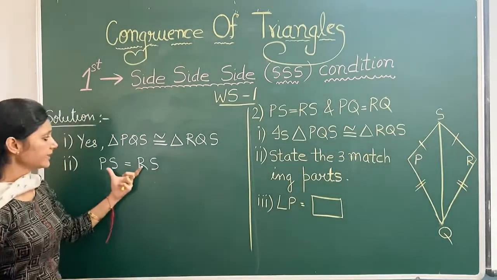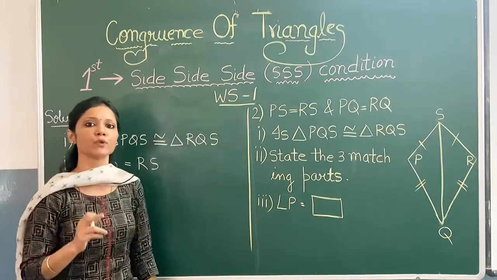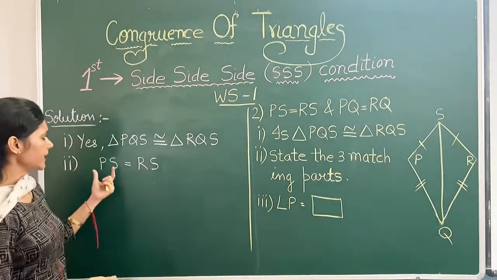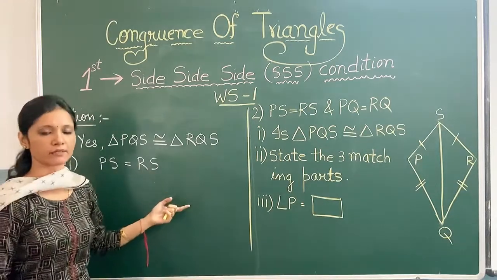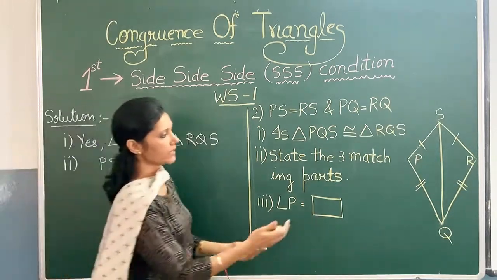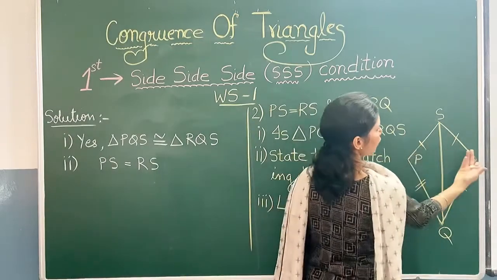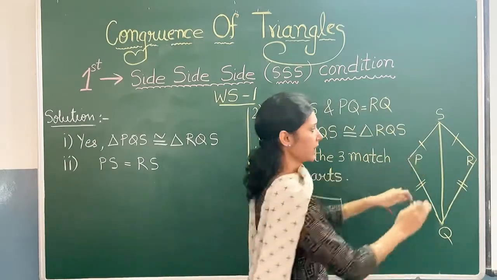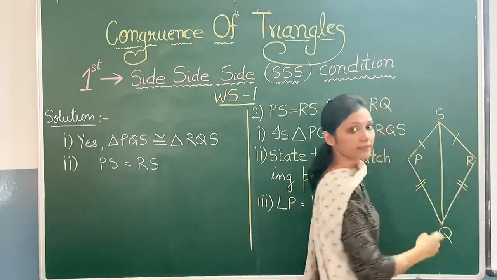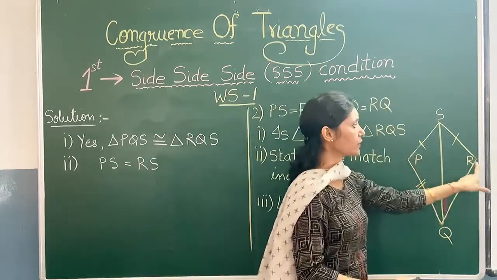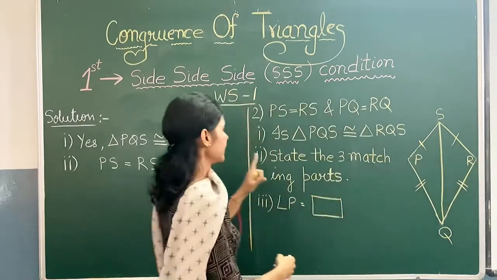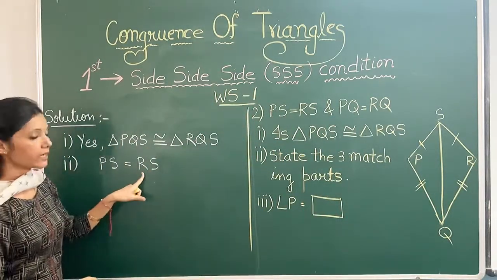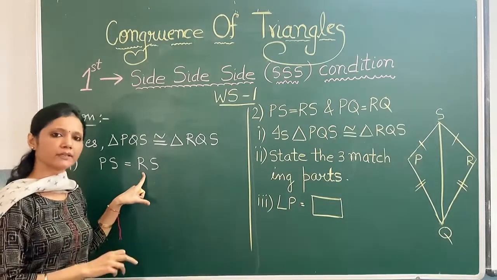Now while writing these matching parts, you have to follow a certain order. Some children would write this as PS is equal to SR, which is wrong. Why? Because if you put this triangle on top of this triangle, you would see that vertex P covers vertex R. That means vertex P corresponds to vertex R. So if you write the vertex P in the first place here, you have to write the vertex R in the first place.